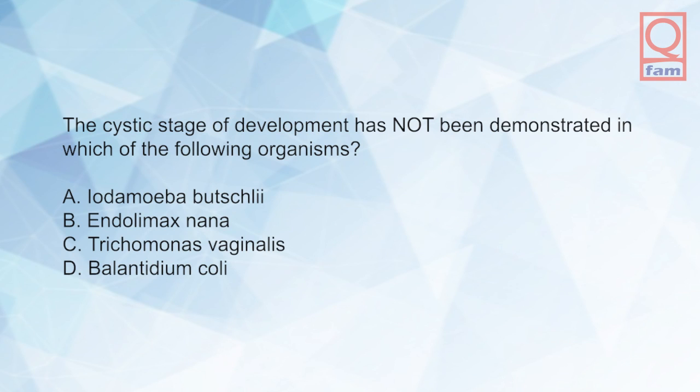The cystic stage of development has not been demonstrated in which of the following organisms? A. Iodamoeba butschlii. B. Endolimax nana. C. Trichomonas vaginalis. D. Balantidium coli. The answer is C. Trichomonas vaginalis.